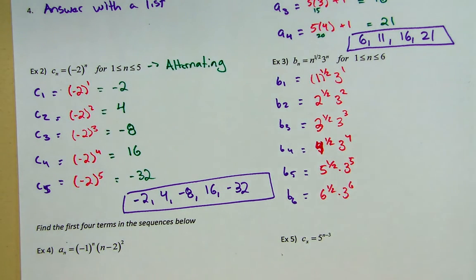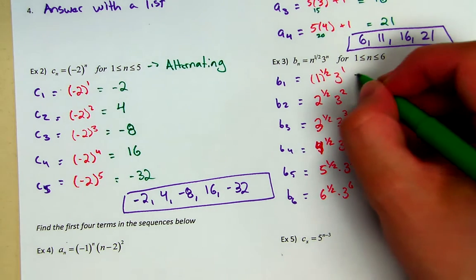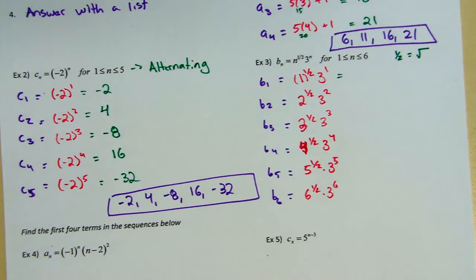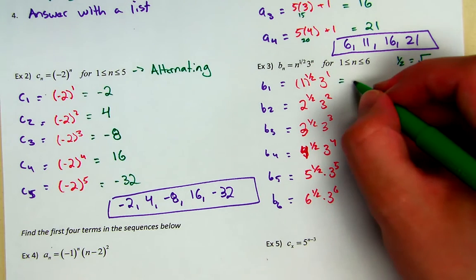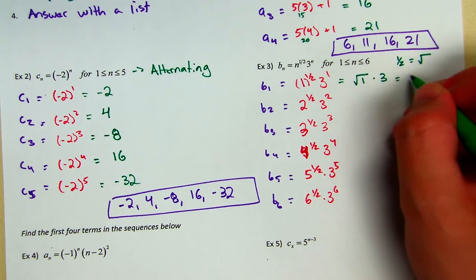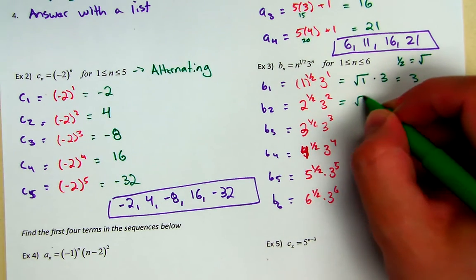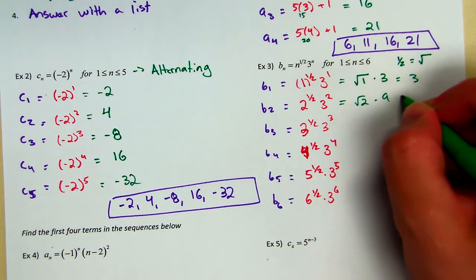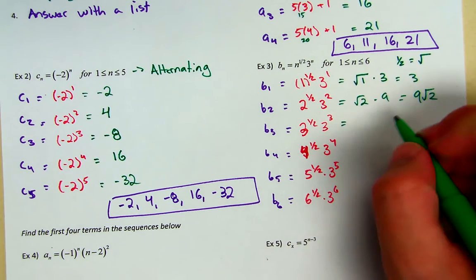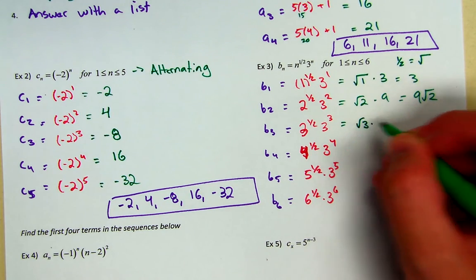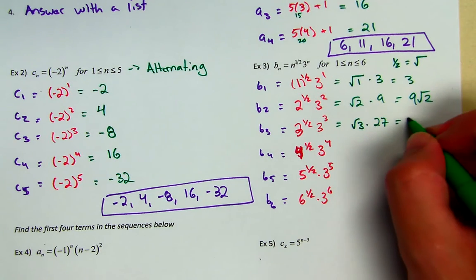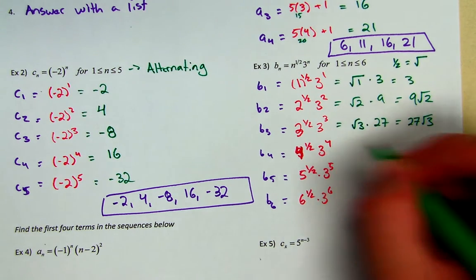So again, this is where it gets a little bit tricky. Remember that 1/2 as a power is the same thing as the square root. So I really have the square root of 1 times 3. Well, that's really 3. Here I have the square root of 2 times 9, so that's 9 square root 2. Here I've got square root of 3 times 3 cubed, which is 27. So I have 27 square root 3.